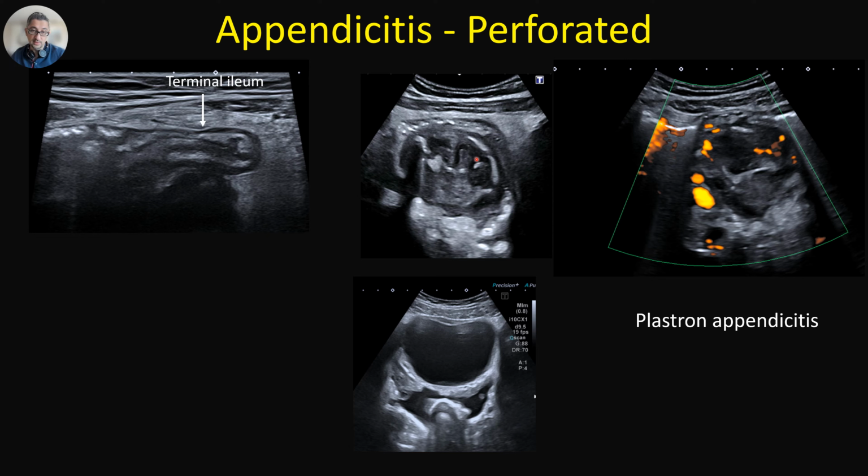In this case, there is perforation. We can see this abscess. We cannot see the appendix itself. This is just the terminal ileum, which is thickened, with significant inflammation and some vascularity in it, and free fluid in the pelvis. This is called plastron appendicitis. It is actually the abscess formation that occurs after perforation and is surrounded by the omentum. So it is under control now.